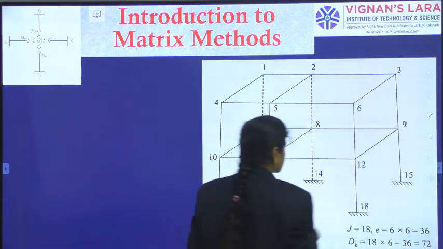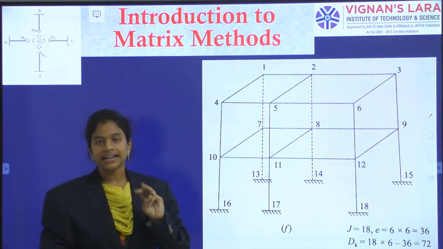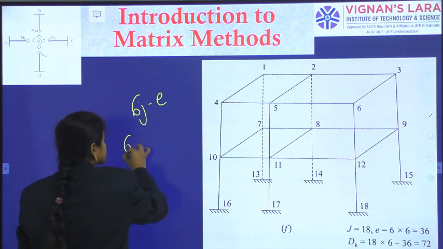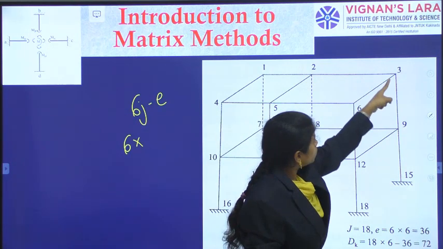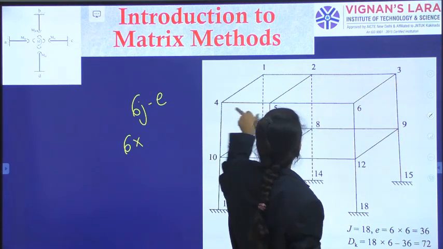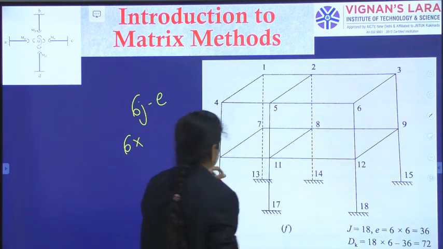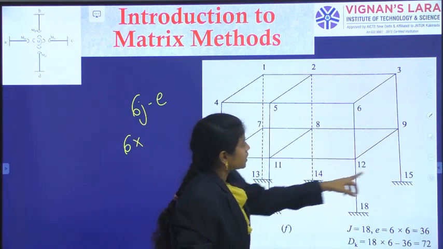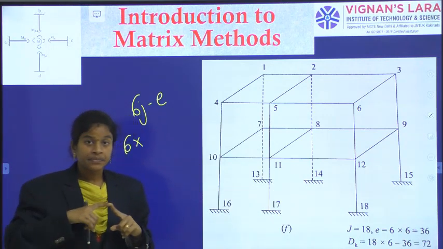Now we are going for the space frame, rigid jointed 3D, that is 6j minus e, 6 times the number of joints. See here, what is the number of joints? 1, 2, 3, 4, 5, 6. One way 6. Again 7, 8, 9, 10, 11, 12. Again 12. Next 13, 14, 15, 16, 17, 18. So total number of joints.